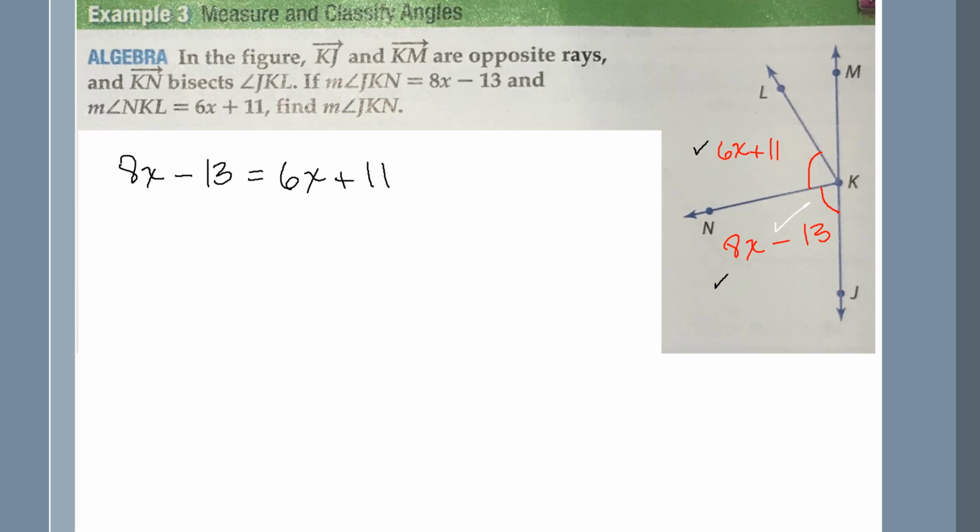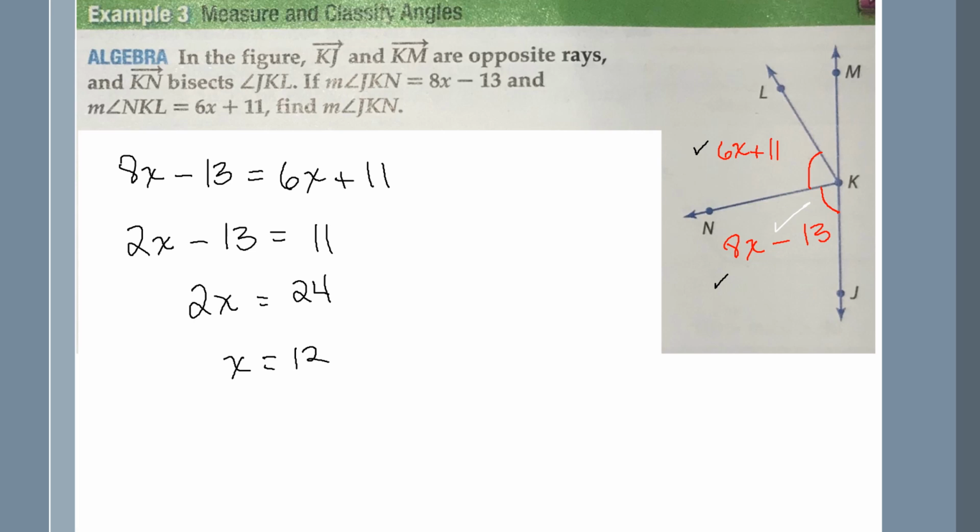I'm going to go ahead and get all my x's to the left. So I'm going to subtract 6x from each side, and I end up with 2x minus 13 is equal to 11. From here, I add 13 to each side of my equation, and I end up with 2x is equal to 24. I would divide then my two sides of my equation by 2 and end up with x is equal to 12.